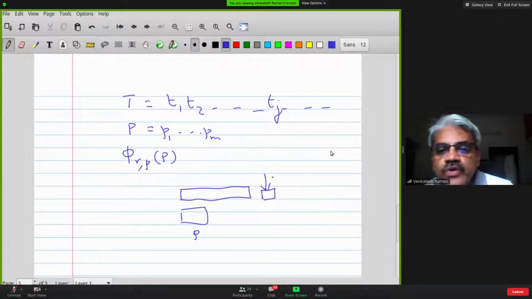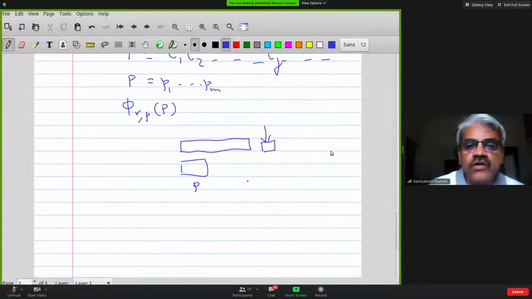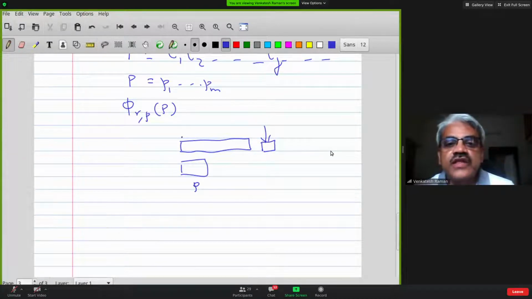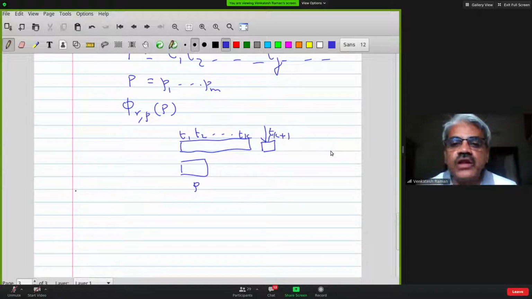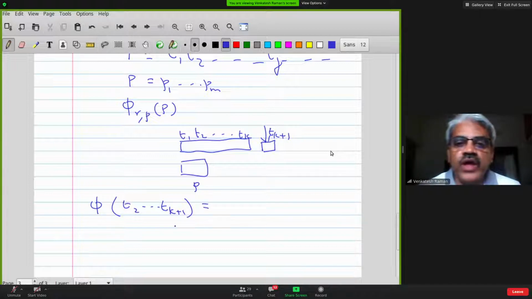I need to compute this fingerprint. Let's say this is T1, T2, Tk, and this is Tk plus 1. Then we already saw that the fingerprint of the string T2 to Tk plus 1 is the new fingerprint I need to compute. Can I compute it from my earlier fingerprint?